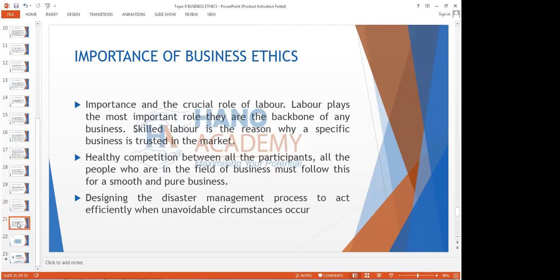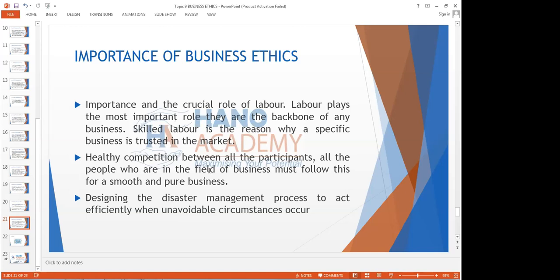Now then we move on to the other area. So the importance and the crucial role of labor is also another importance. Labor plays the most important role. They are the backbone of any business. So skilled labor is the reason why a specific business is present in the market.